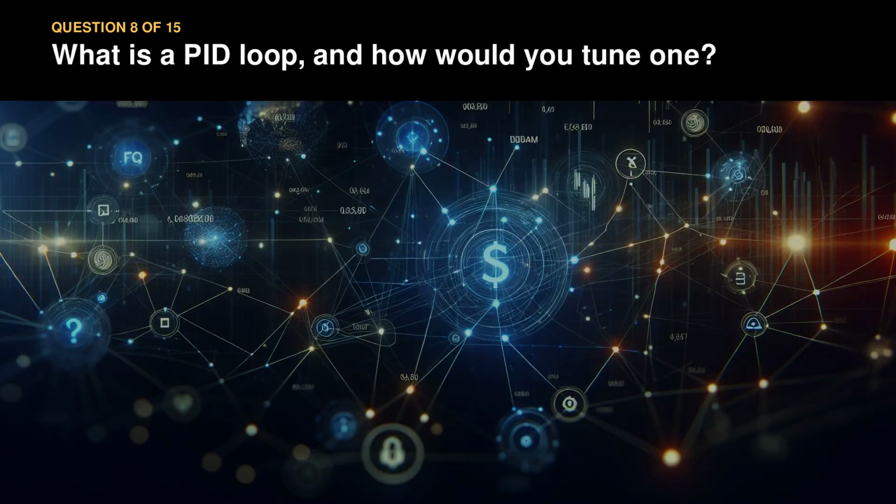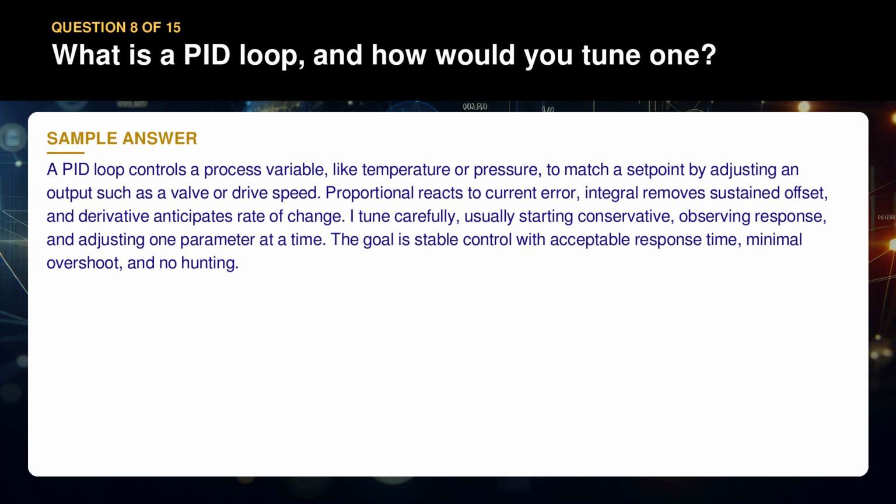Question 8. What is a PID loop, and how would you tune one? A PID loop controls a process variable, like temperature or pressure, to match a set point by adjusting an output such as a valve or drive speed. Proportional reacts to current error, integral removes sustained offset, and derivative anticipates rate of change.